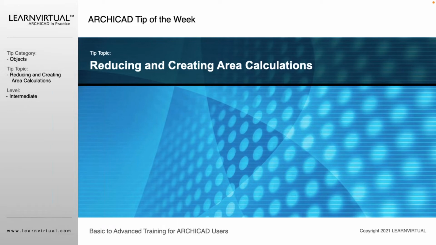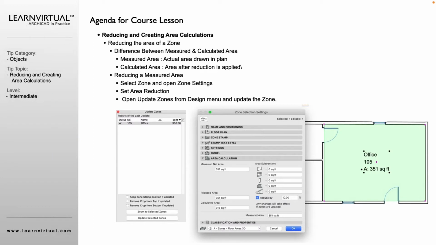For our Archicad tip of the week today, we're going to talk about reducing and creating area calculations. So first off, if you need to reduce the area of a zone, as I talked about earlier, what you want to do is open up and set your reduction area.